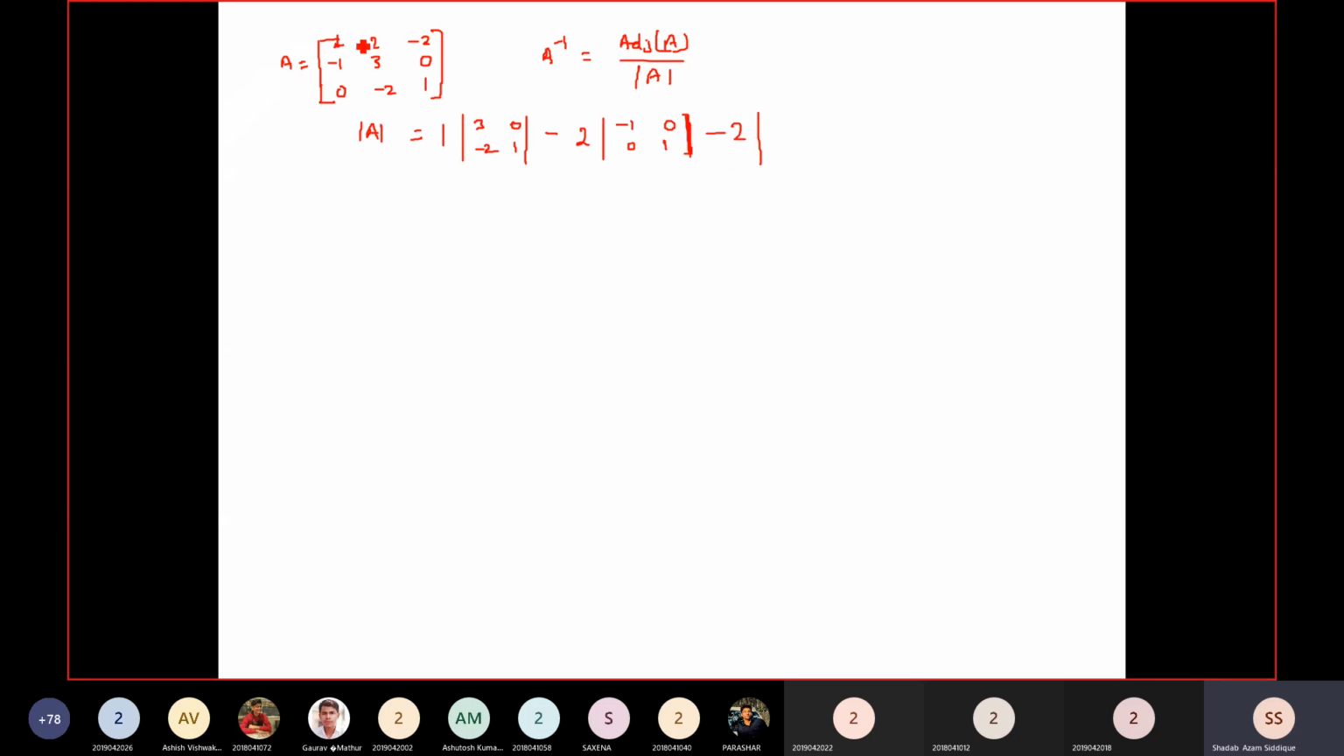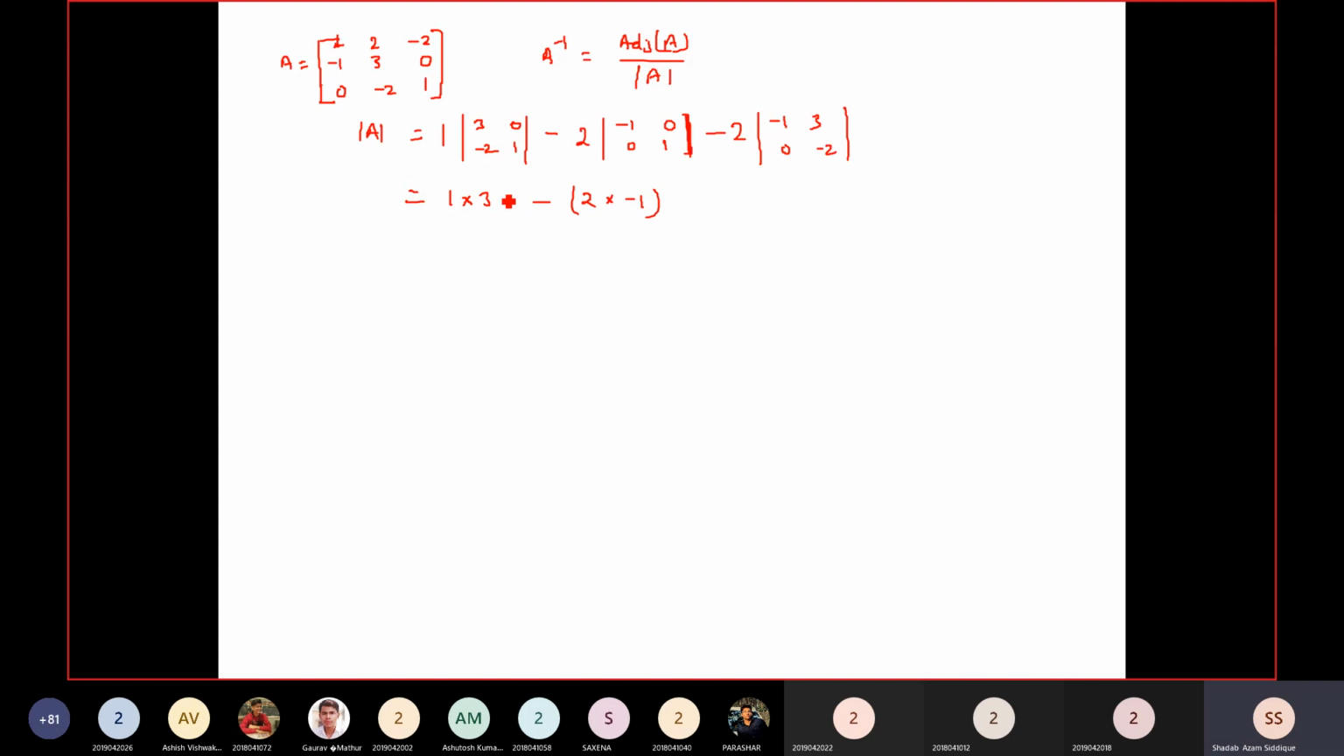Eliminating this row and this column, we get minus 1 3 0 and minus 2. What will be the determinant of this 2 cross 2 matrix? 3 into 1 minus 0 into minus 2. So this will be 3 into 1, which is 3, minus minus 2 into 0. So 3 minus 0. Sorry, for the second one, this is minus 1 into 1 minus 0, so this will be minus 1.